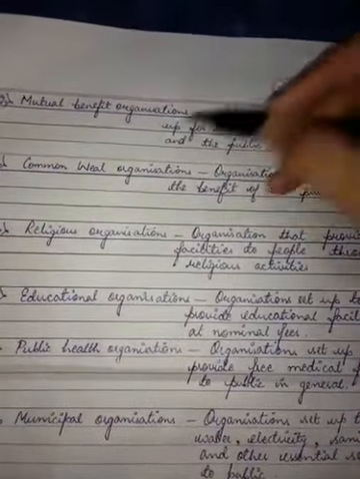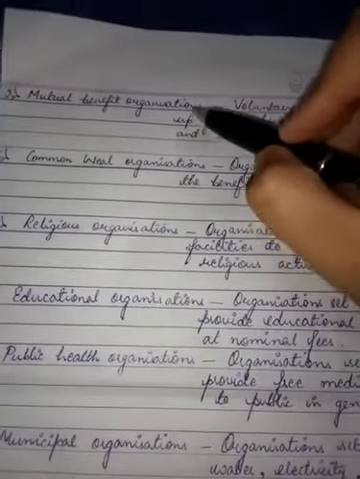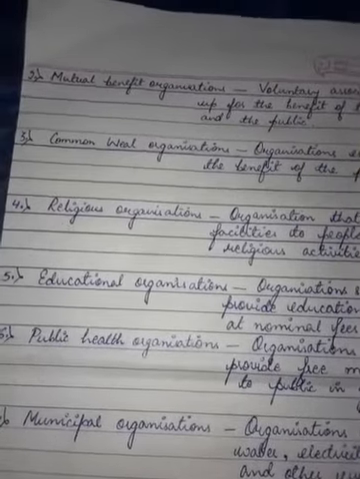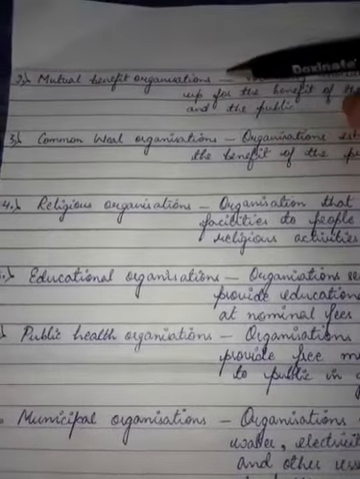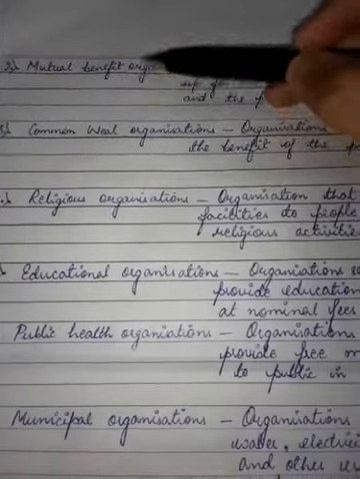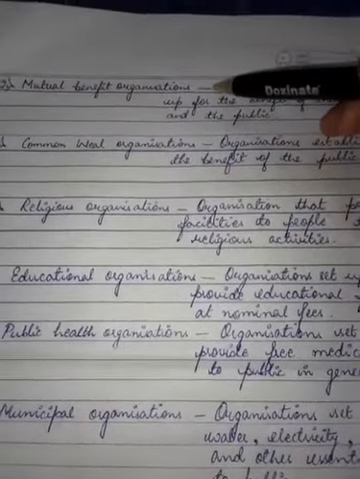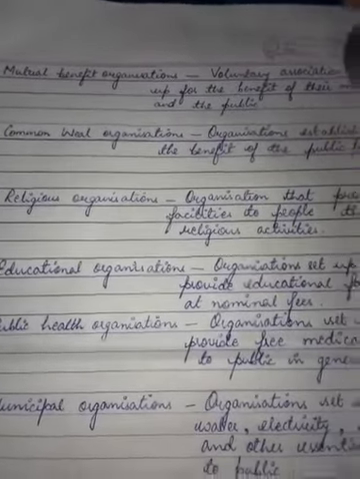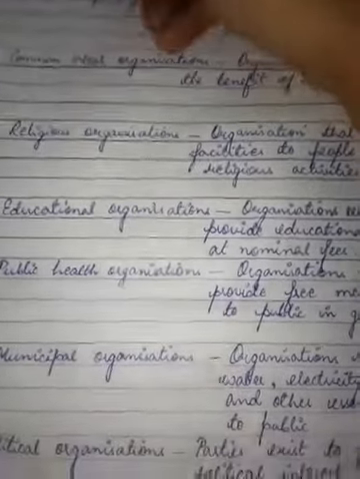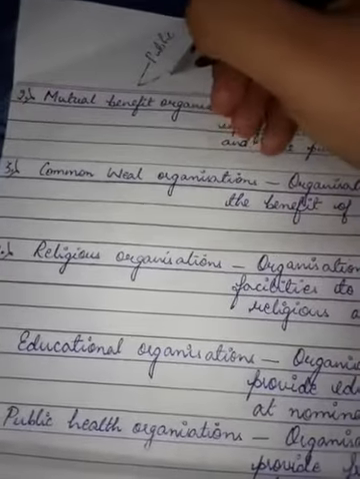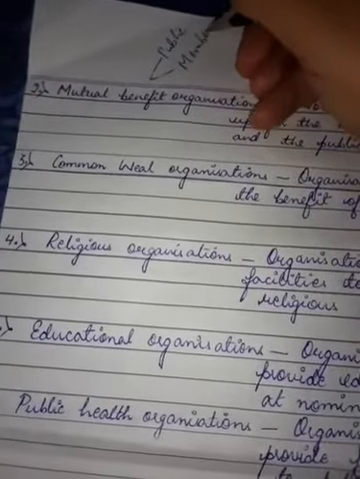Then we'll understand the second type of non-profit organization, which is again important from the view of board examination or even the normal exam that you have in the school. Mutual benefit organization. The word itself means mutual benefit, that is, the benefit of the members of the organization and the public. Mutual means what? Common. So common benefit to whom? To the public and to the members of the organization.